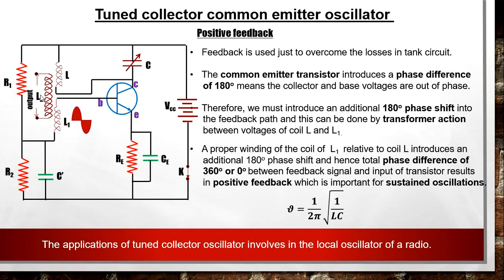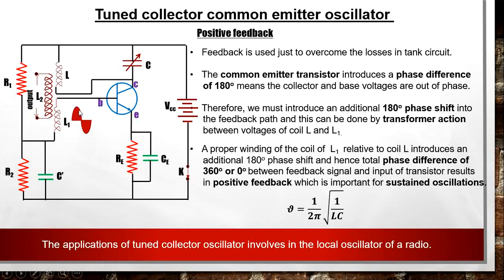Now to get the undamped or sustained oscillation, the most important point is that the voltage which is fed from coil L to L1 will be in the same phase as that of the previous input signal of the amplifier. It means there must be positive feedback. So how is there positive feedback in this circuit? Now we will understand this. Here the feedback is just to overcome the losses in the tank circuit.